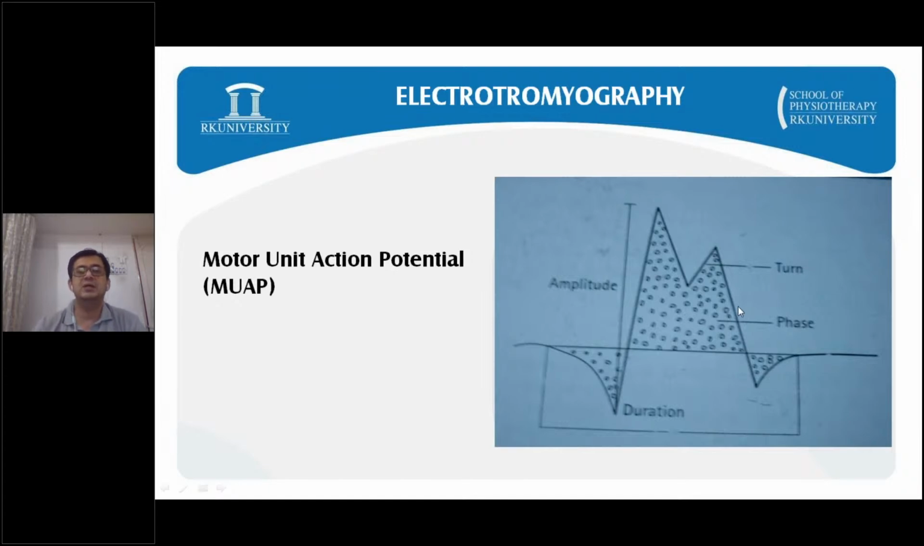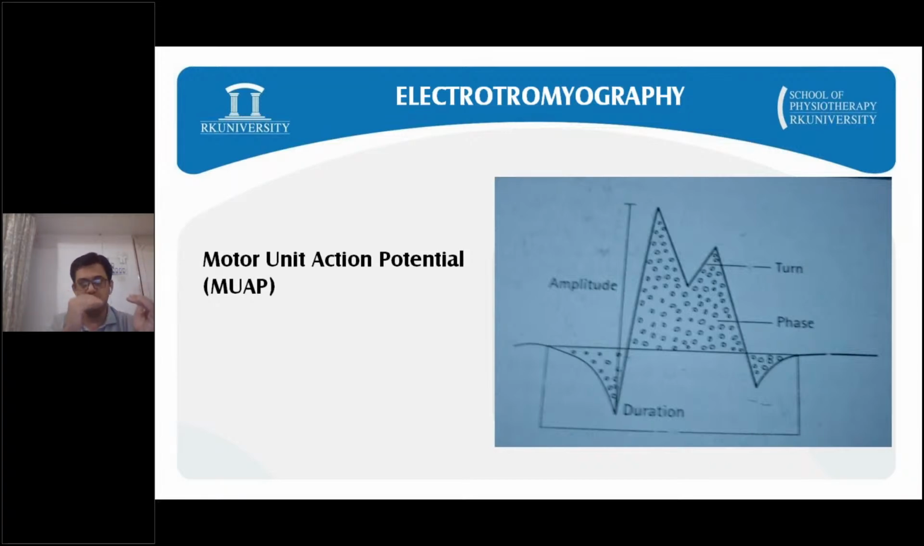So what is the clinical significance of these phases and turns? If you are having two or three phases, that is normal. But if you are having multiple phases or multiple turns, that is suggestive of lack of synchronicity. I can explain it like this: if all of the muscle fibers are firing together, the phase will be like this. And if all of them are firing one by one, that is nothing but lack of synchronicity.